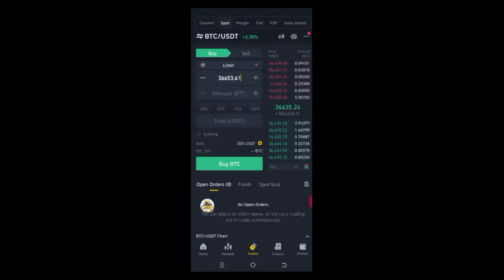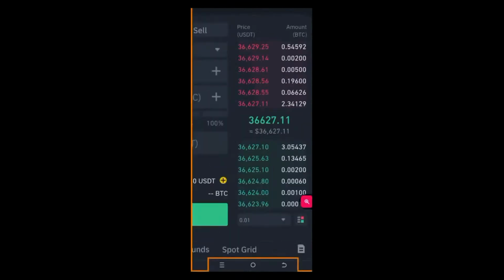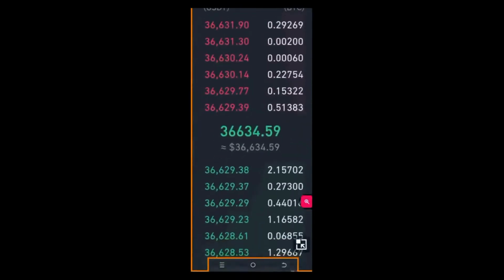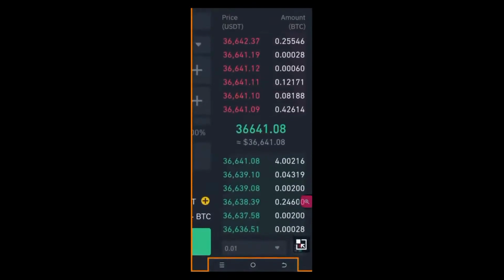Anyway, so this is the spot trading section, and of course on the right hand side here we've got the order book, right? This order book is very important. You need to take note of the order book because these are the real prices.